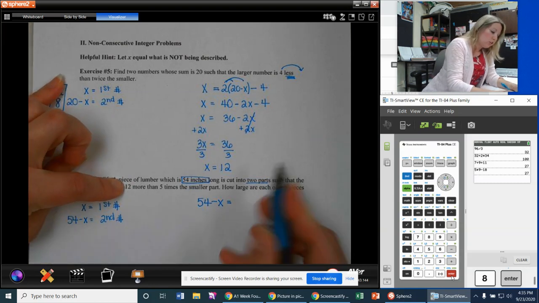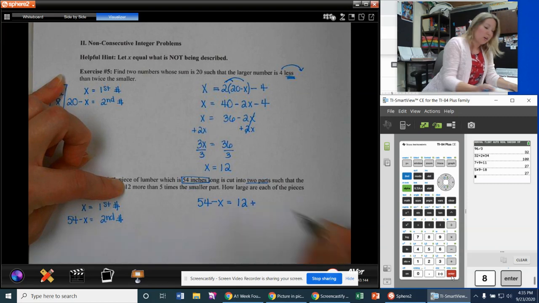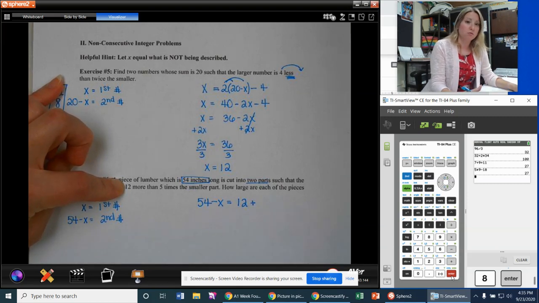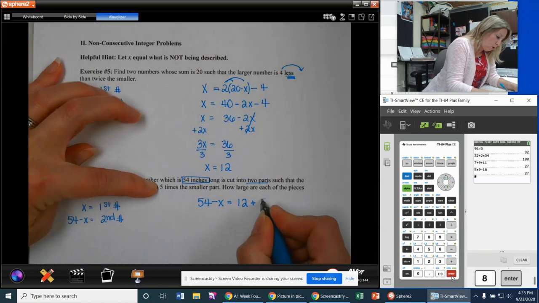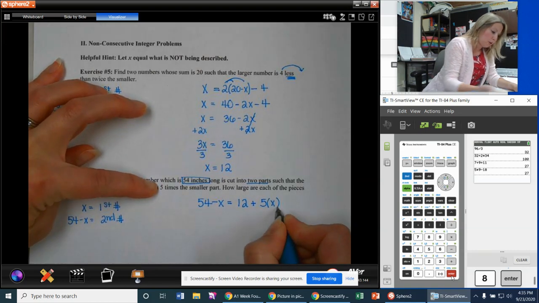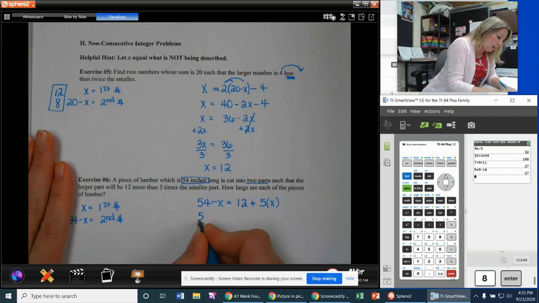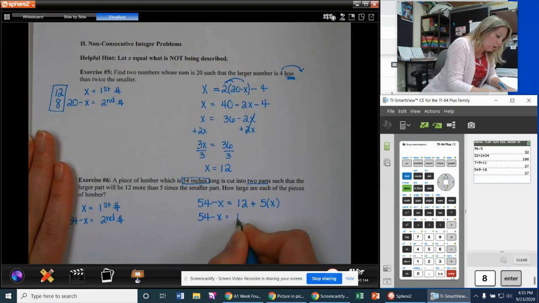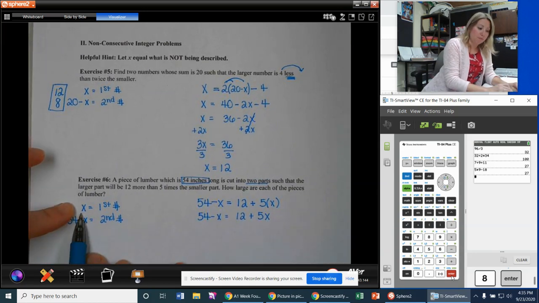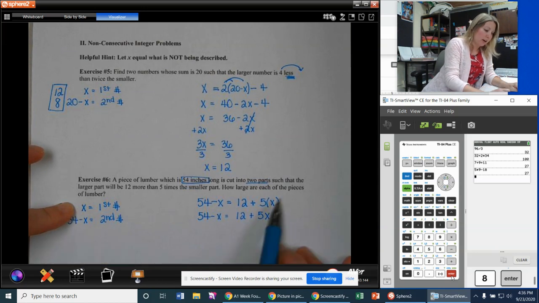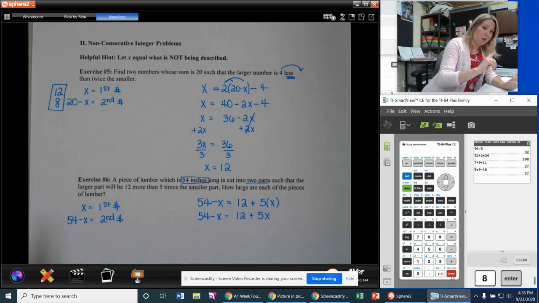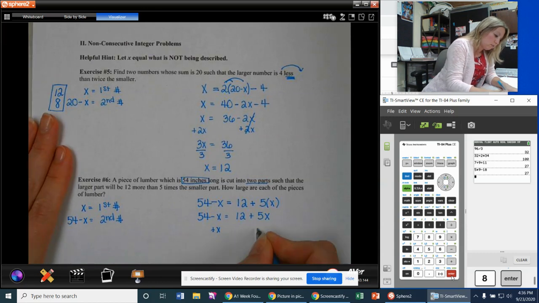12 more than, you don't have to do the switch with addition because addition is commutative. 5 times the smaller. Well, 5 times the smaller part, well, the smaller part is just X. So 5 times X is 5X. So I really didn't have to write those parentheses at all. I was just showing you how I'm considering that even though there's only one term here, considering that all of whatever's here had to be multiplied by 5. Now let's get all the variables on one side and all the numbers on the other.